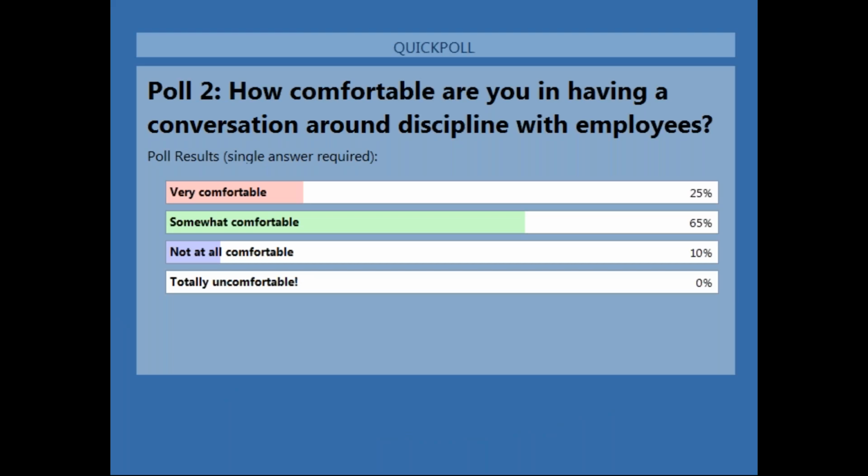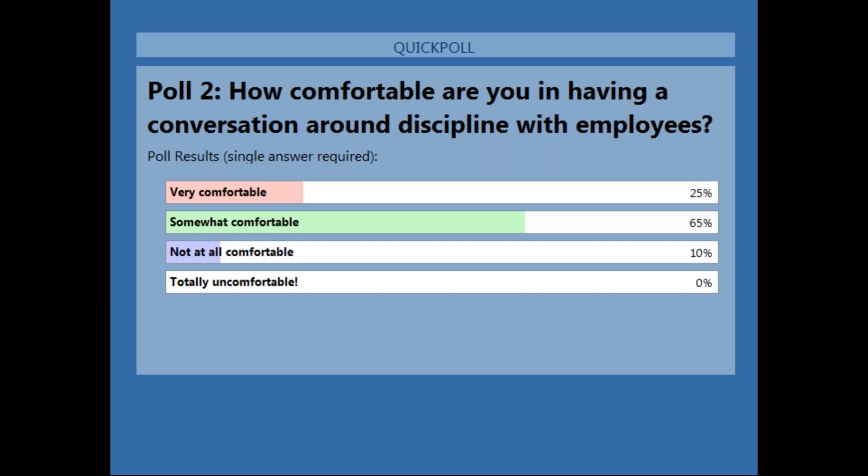25% very comfortable in having a disciplinary conversation. 65% somewhat comfortable, so that's great. And 10% are not at all comfortable. 0% are totally uncomfortable. So some great stats there.